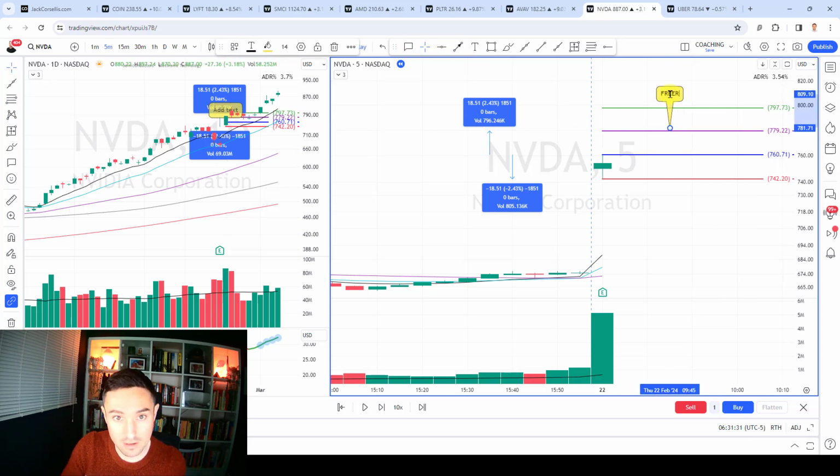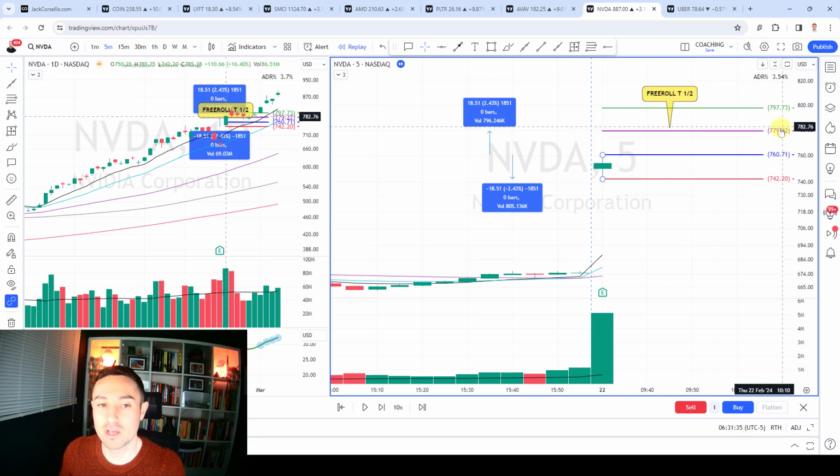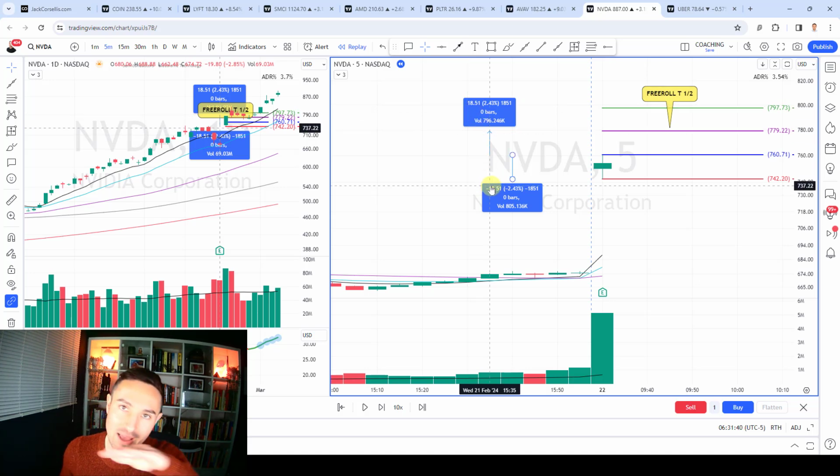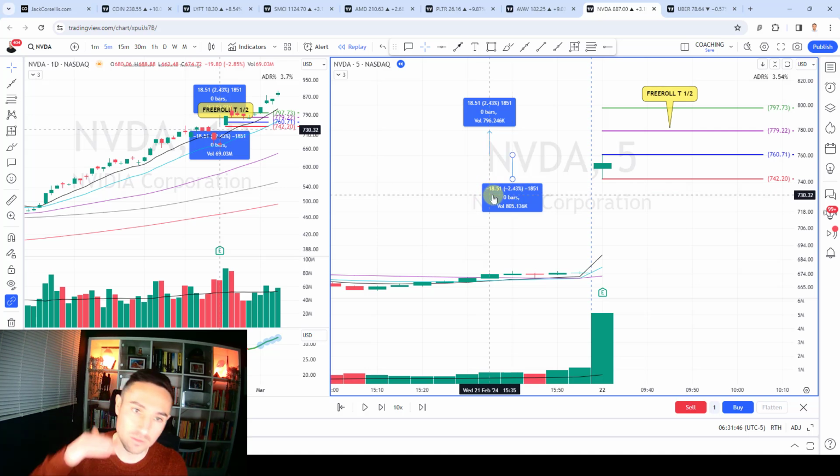So we can have our free roll target, so T for half the position at 779.22. So that's going to be $18.51 gain per share. Then that cancels out, assuming perfect execution, the remaining shares stop loss of $18.51. So the profit from what's been locked in at $18.51 cancels out the loss on the remaining half of the shares. That's how it works.